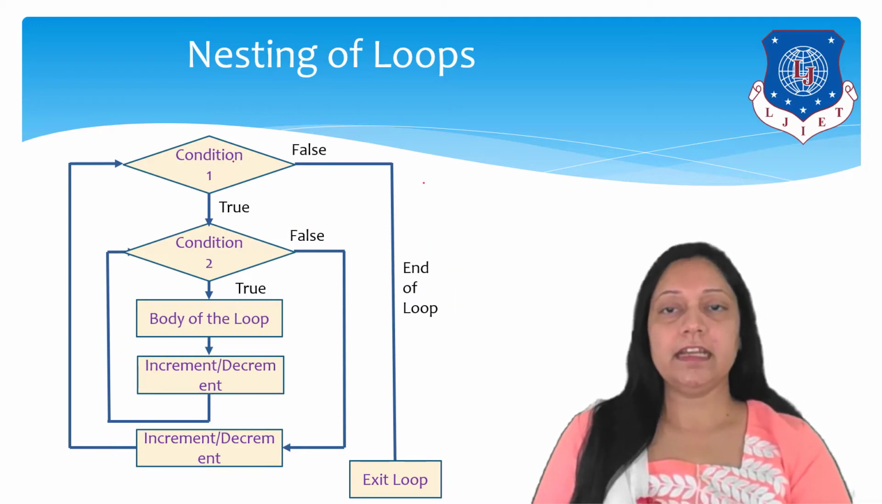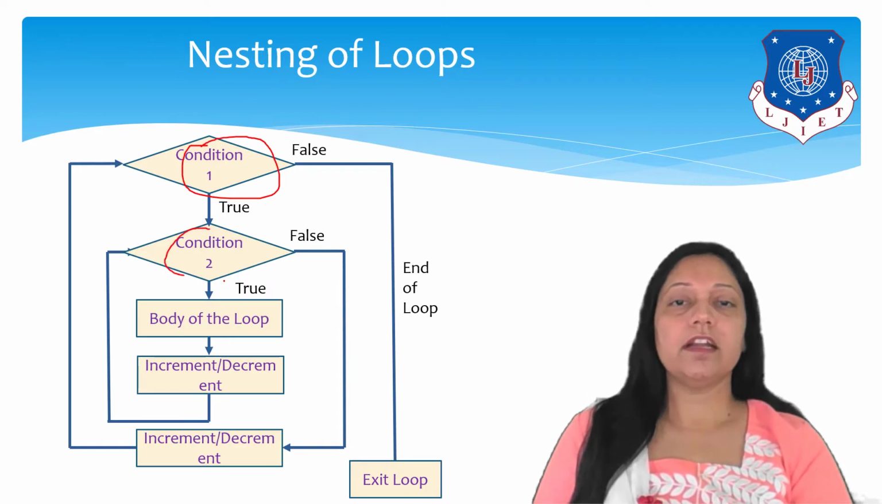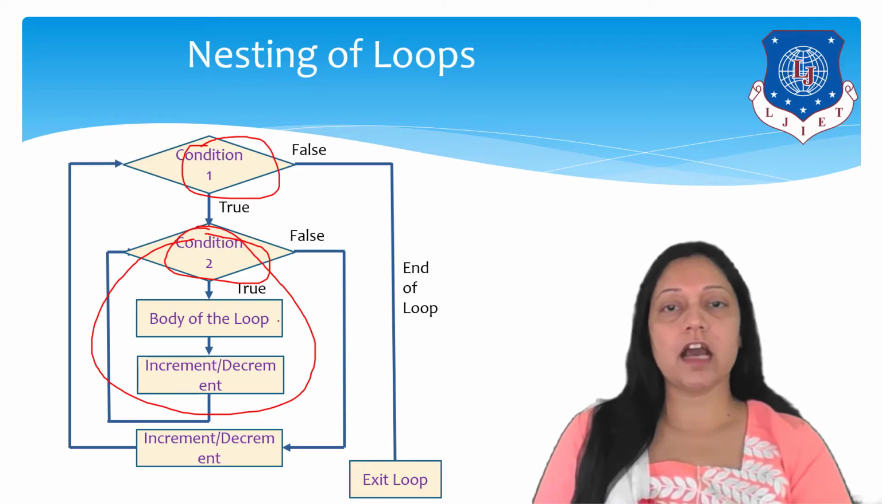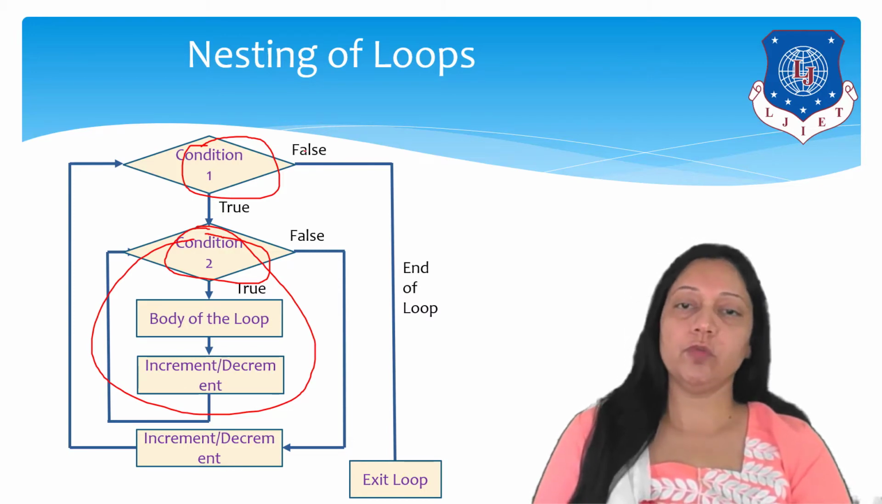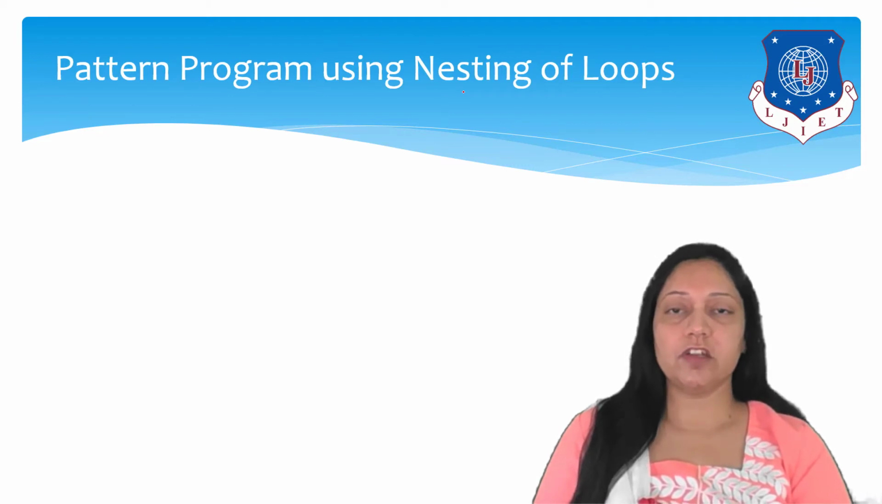So you can see here in nesting of loops, there are two conditions. One condition is of the outer loop and another condition is of the inner loop. The inner loop gets executed again and again until it becomes false. Anytime the condition of the inner loop is false, the outer loop update part and a new condition of the outer loop is executed. Let's understand pattern programs using nesting of loops.